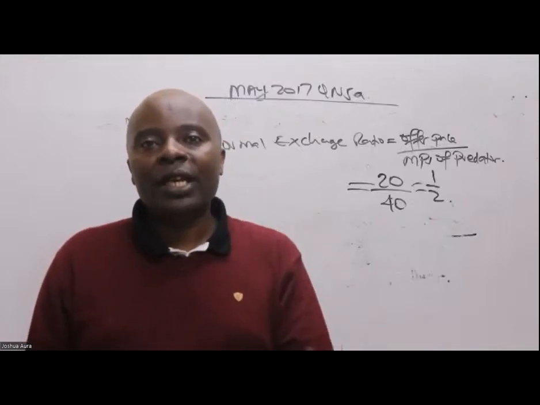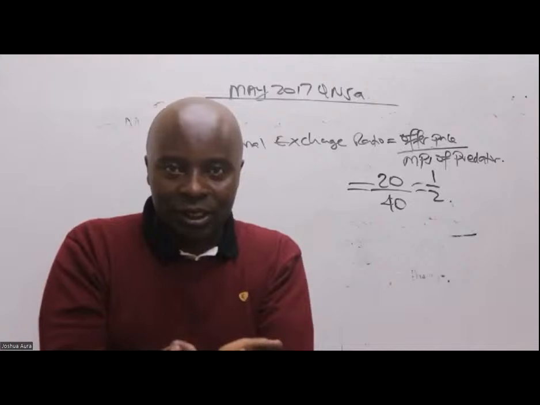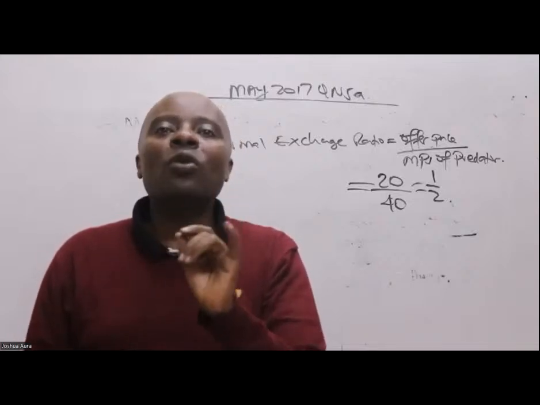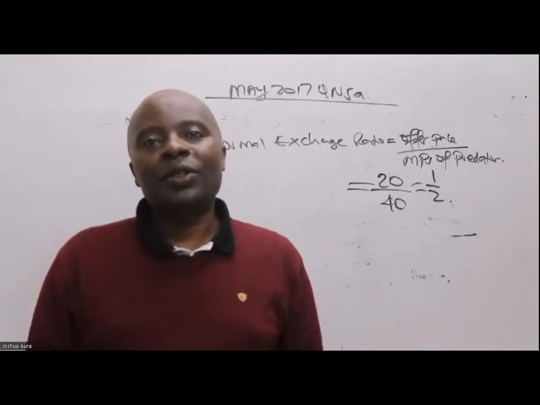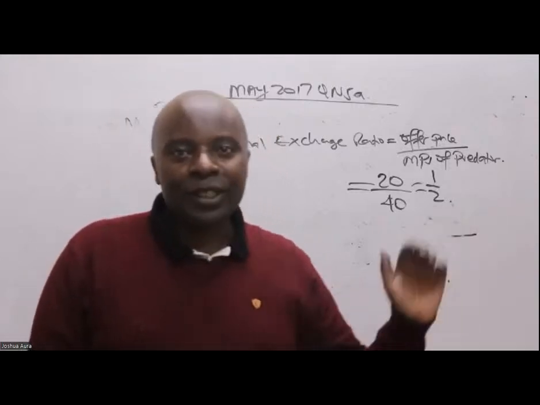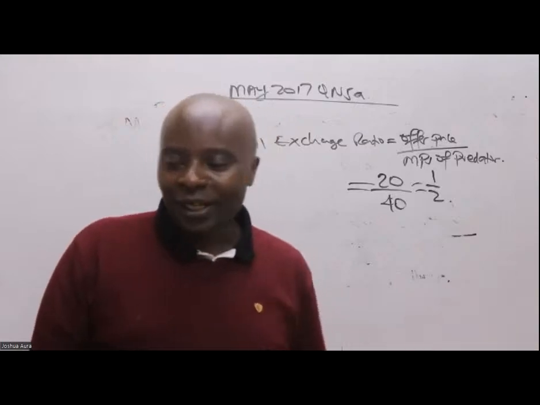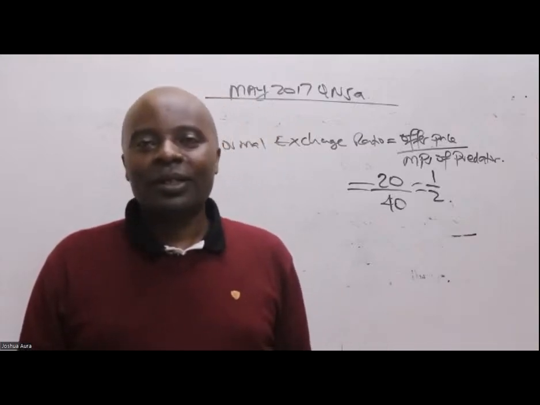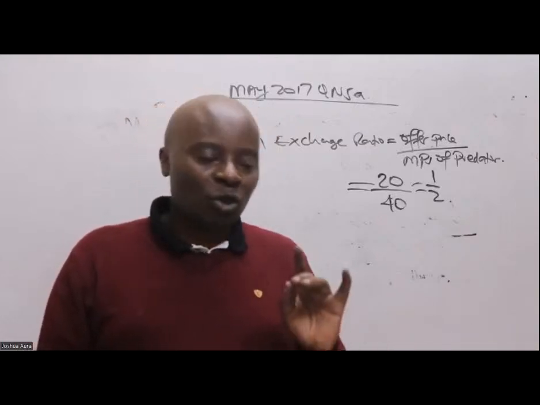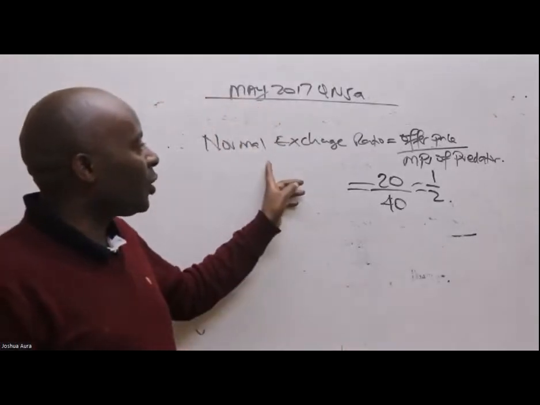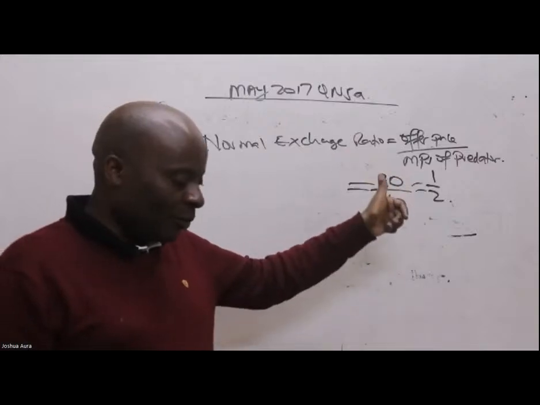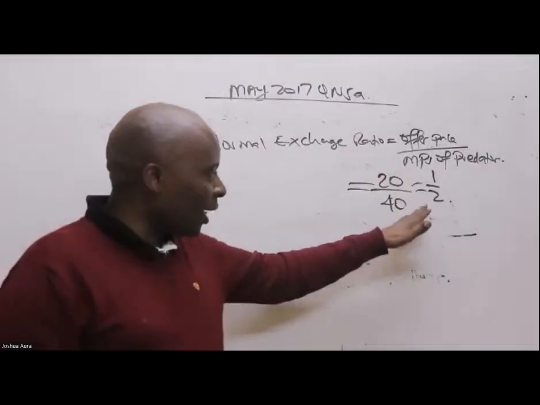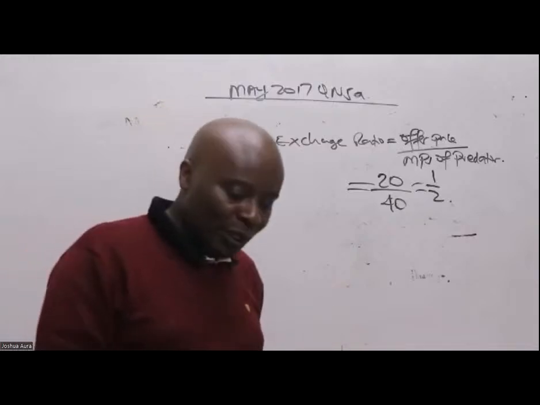Whenever you are given an offer price, like in this case, 20 shillings, we shall always compute the normal exchange ratio, and then you highlight it with yellow. To get this normal exchange ratio, we take the offer price all over MPS, not the MPS of the predator, which was able to give us a half like that. Then let's get back to business.